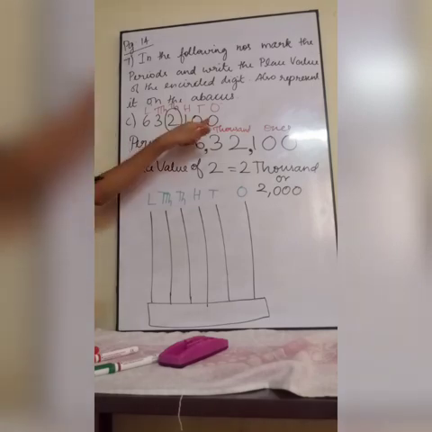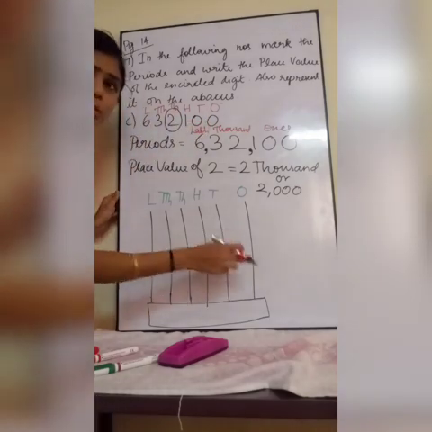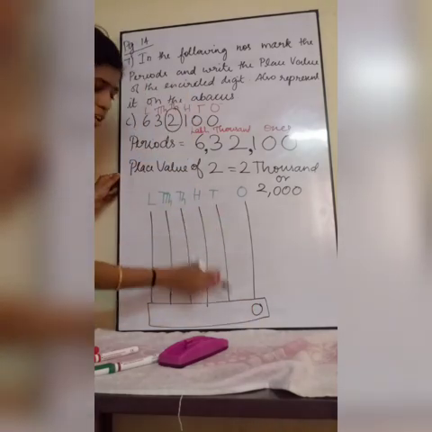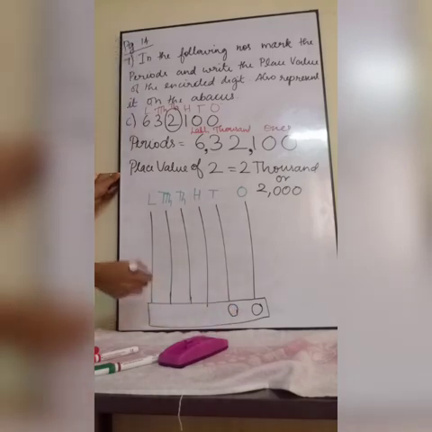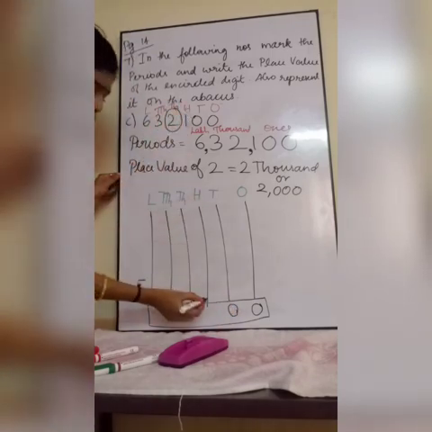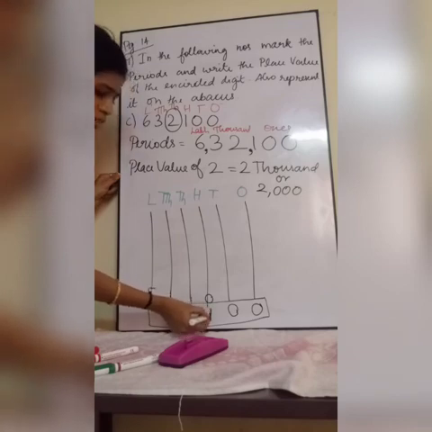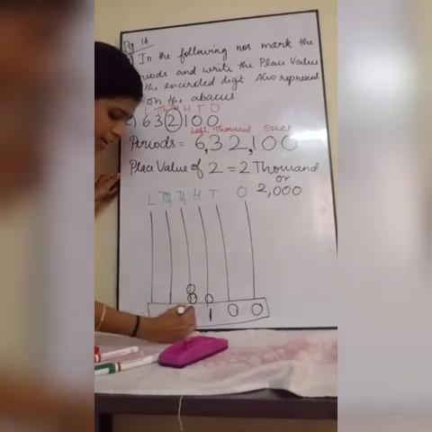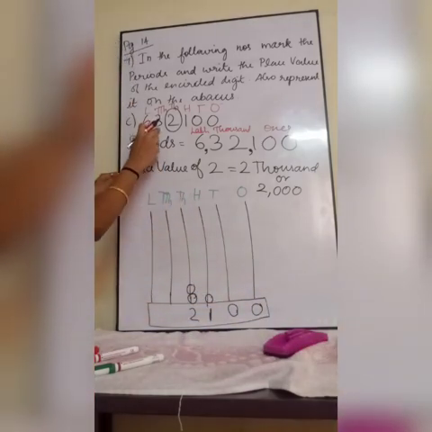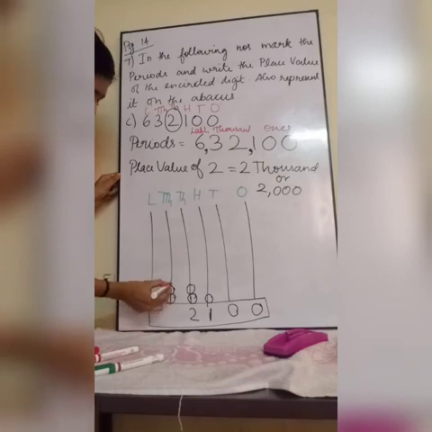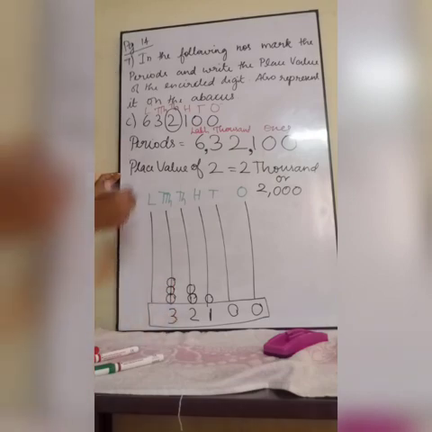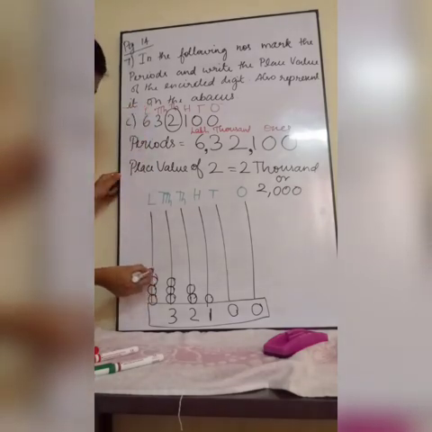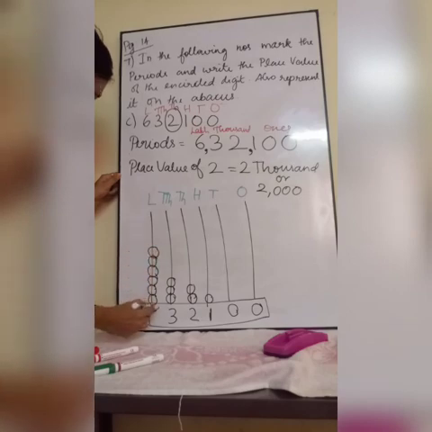Now starting from ones, 0. So no circles should be drawn here. So you can put 0. Next in the tens place also 0. So no circles should be drawn. So I will put 0. Next in 100, 1. So only one circle. I will write here 1. Next in 1000, 2 circles. 1, 2. So I will write 2 here. Next in 10,000, 3 circles. 1, 2, 3. So I will write 3 here. Next in 6 lakhs I am going to draw 6 circles. 1, 2, 3, 4, 5, 6. So I am going to write here 6.